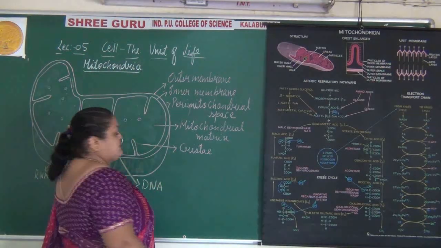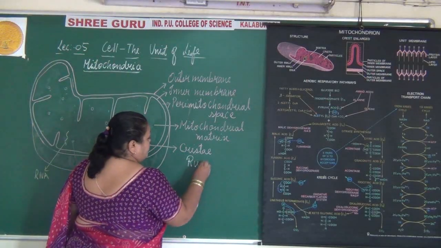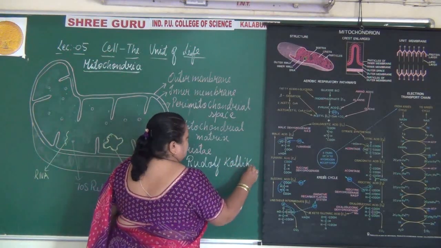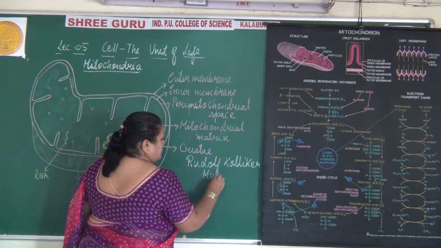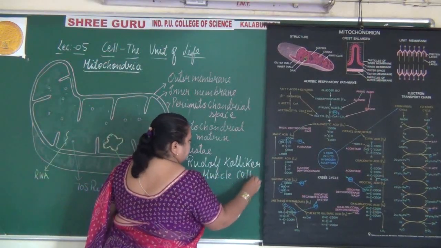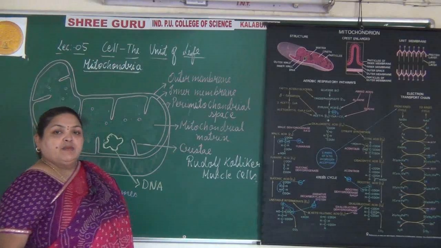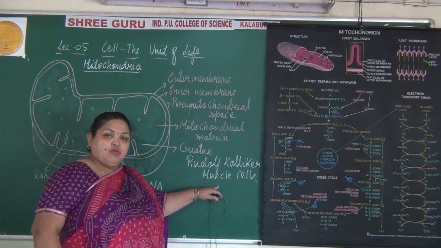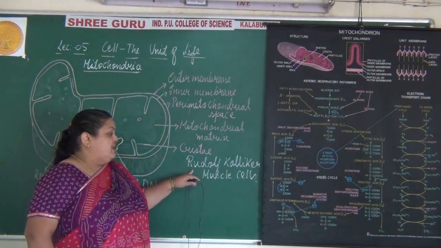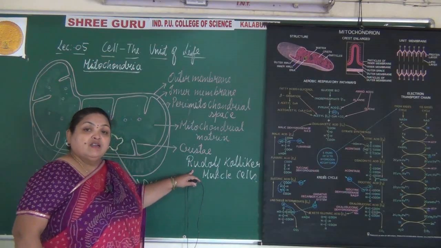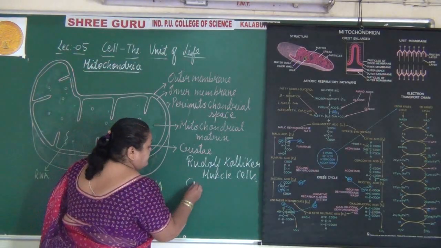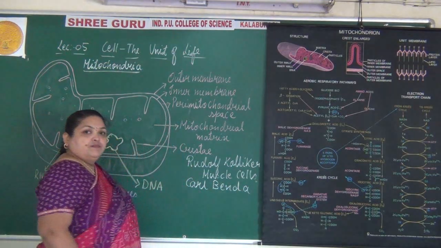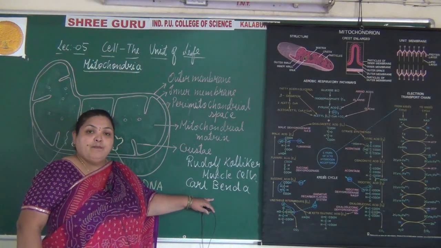It was first observed by Rudolf Kölliker in muscle cells. He observed the mitochondria in the muscle cells. The scientist who described or discovered the mitochondria was Rudolf Kölliker, but the term was coined by Carl Benda, the scientist who named it mitochondria.